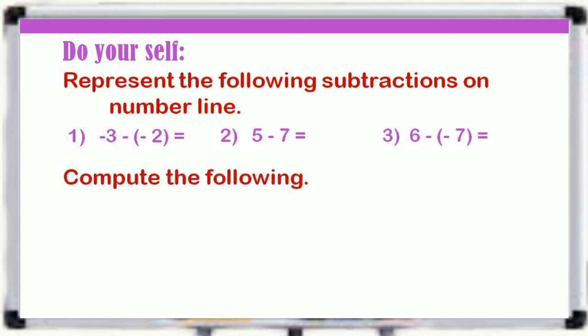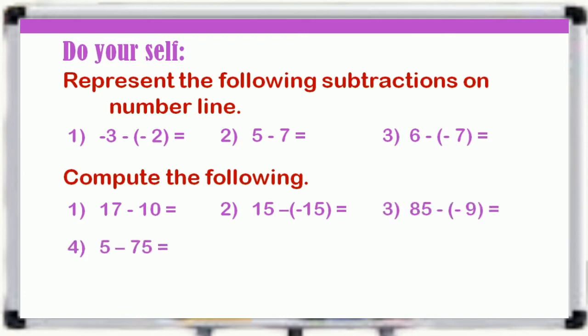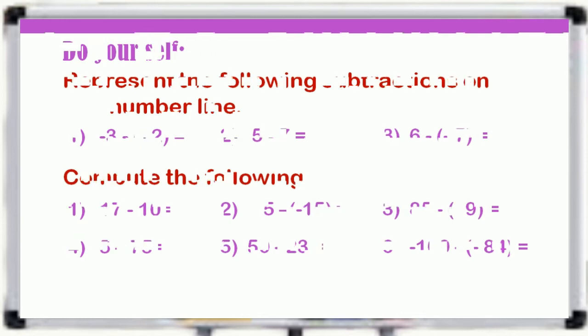Now compute the following without number line. Number 1, 17 minus 10. Number 2, 15 minus of minus 15. Number 3, 85 minus of minus 9. Fourth question, 5 minus 75. Fifth question, 50 minus 23. Question number 6, minus 100 minus of minus 84.